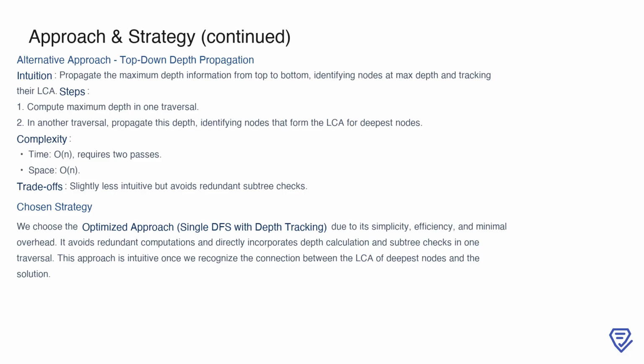To implement this, we would first perform one traversal to calculate the maximum depth of the tree. Then, in a second traversal, we propagate this depth information while identifying the nodes that form the LCA for the deepest nodes. While this method also achieves a time complexity of O(n), since it requires two traversals and a space complexity of O(n), it is slightly less intuitive than the single DFS approach. However, it avoids redundant subtree checks, which makes it more efficient than the brute force method. Ultimately, it provides another viable way to solve the problem, though it introduces additional complexity.